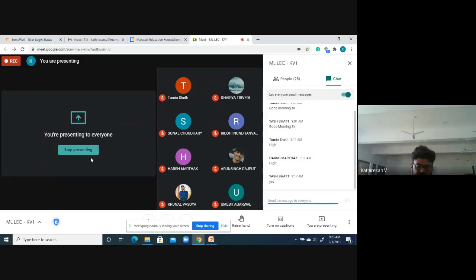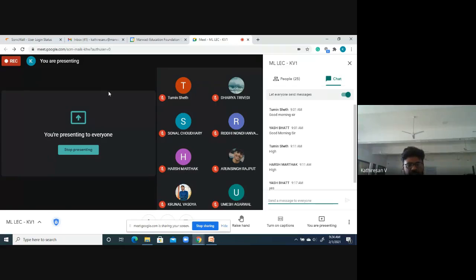How is the parabolic curve represented in the equation? Yes, unmute yourself and answer my question. See, y equals mx plus c is the equation to represent a straight line. What is the equation to represent the parabolic curve?